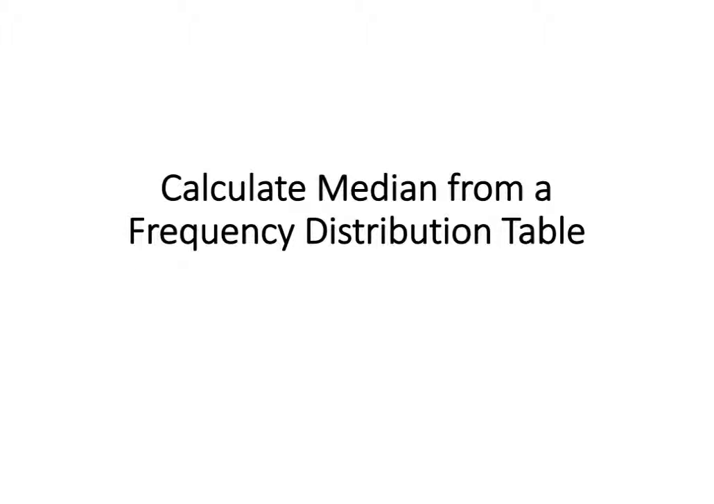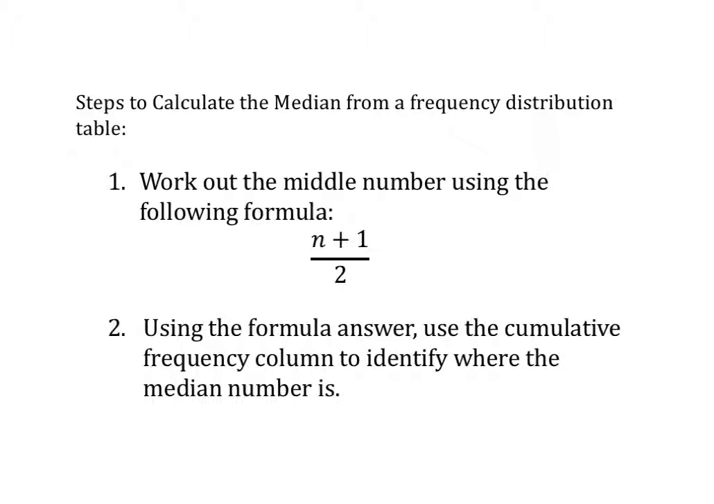In this video, we're going to have a look at how to calculate the median from a frequency distribution table. So let's have a look at the steps to calculate the median from a frequency distribution table. The first step is to work out the middle number using the formula n plus 1 divided by 2.